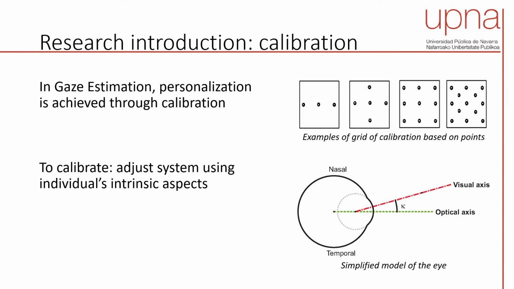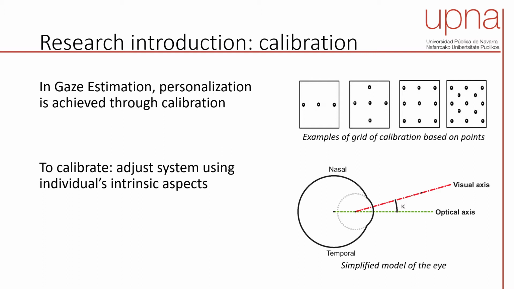In gaze estimation, personalization is achieved through calibration. Calibration is the process from which a system is adjusted to an individual's intrinsic aspects. This step is important as some characteristics of the visual system that are key to correctly estimate the gaze cannot be directly learned from an image, and so it's necessary to adapt the system to each user.